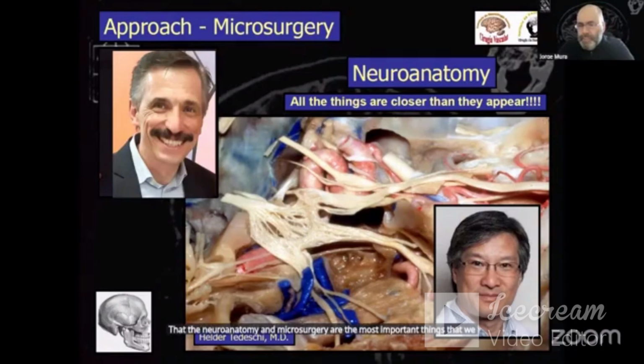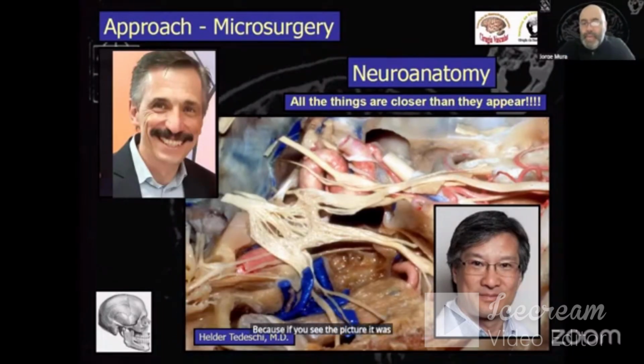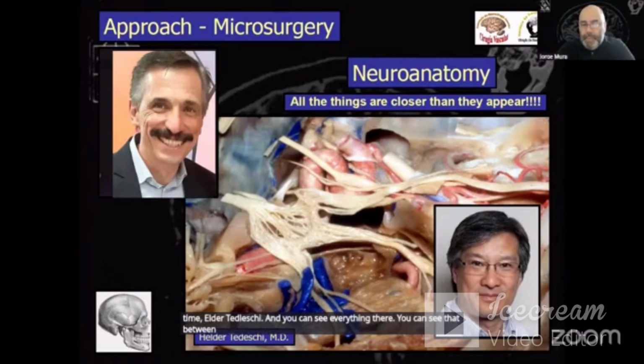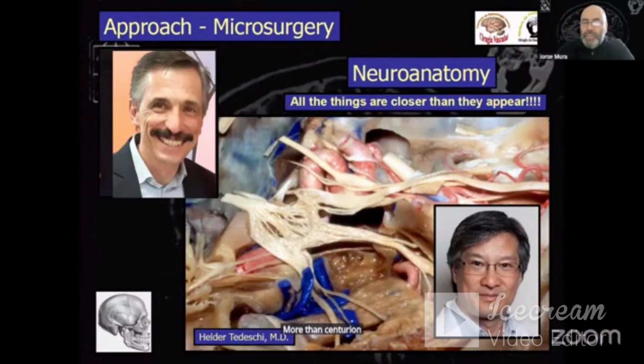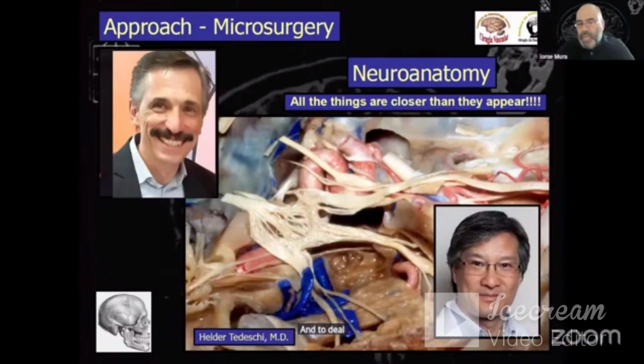And it's very important for the surgery that we will try to talk about in 10 minutes today, because if you see that picture, it was a dissection that Elder Tedeschi gave me at that time, and you can see everything there. You can see that between the posterior clinoid and the petrous apex, you have nothing more than tentorium. If you take out the tentorium and control the venous bleeding from the cavernous sinus, you have a very good highway to the posterior fossa and to deal with any lesion in the middle fossa and the paraclinoid region too, the anterior clinoid process.